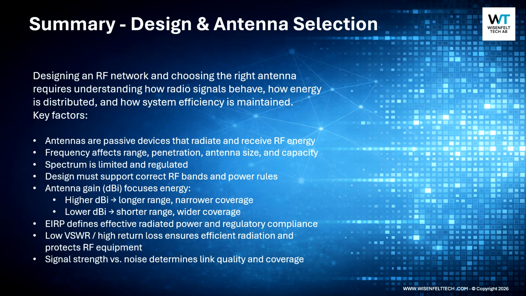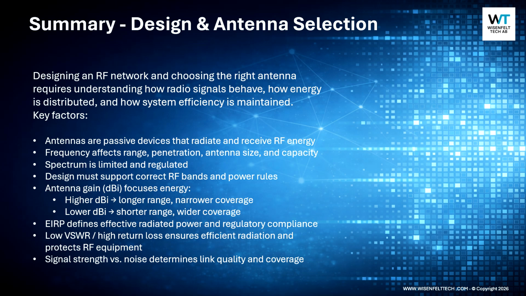In this course, we have explored the fundamentals of RF network design and antenna technology. We started by understanding how radio signals behave, how energy is distributed in space, and how overall system efficiency is achieved. We learned that antennas are passive devices that both radiate and receive radio frequency energy, and that the choice of frequency has a major impact on range, penetration, antenna size, and system capacity. We also discussed that the radio spectrum is a limited and regulated resource, and that every RF design must comply with specific frequency bands and power regulations.